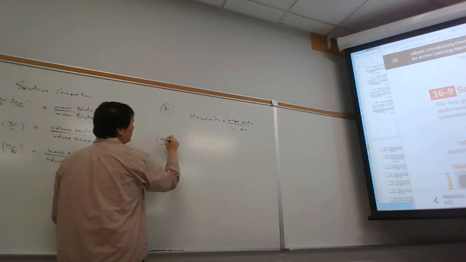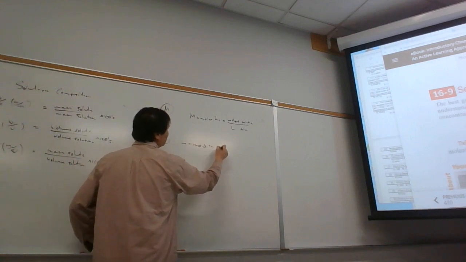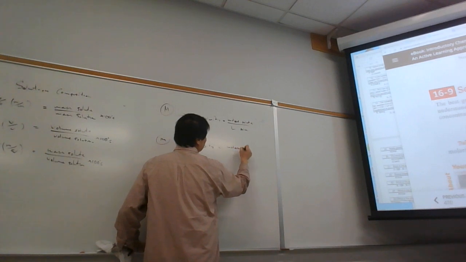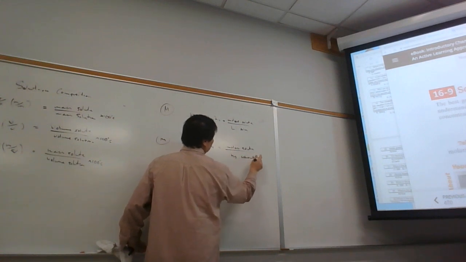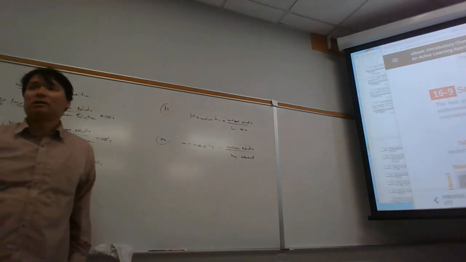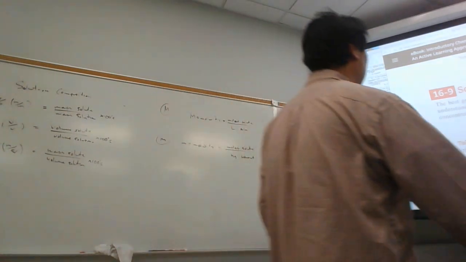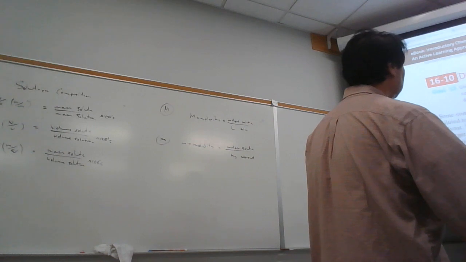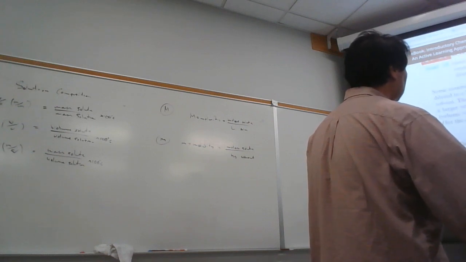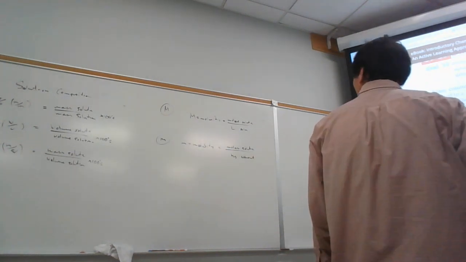Then we have little m. Little m is the molality. Molality has a little different definition. It's going to be moles of solute per kilogram of, not solution, per kilogram of solvent. A solution consists of both the solvent and the solute. Kilogram of solvent.